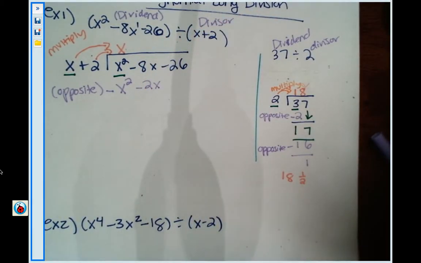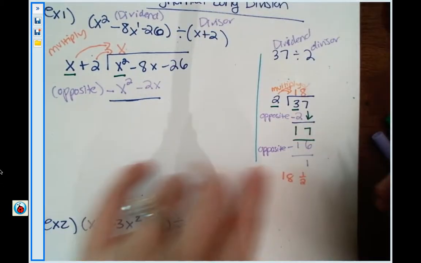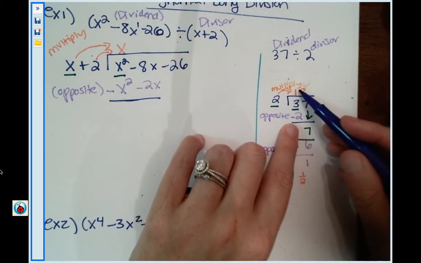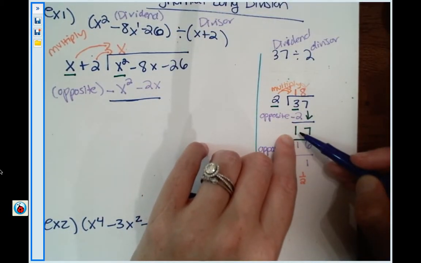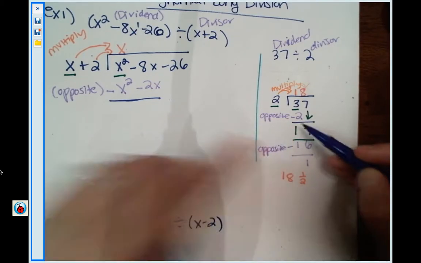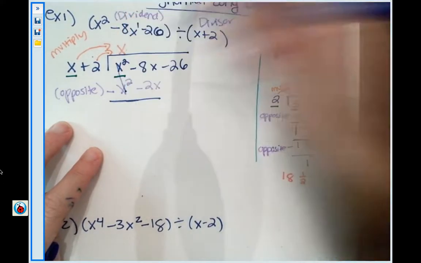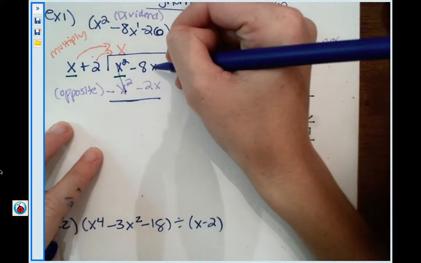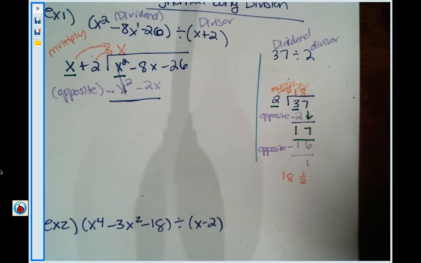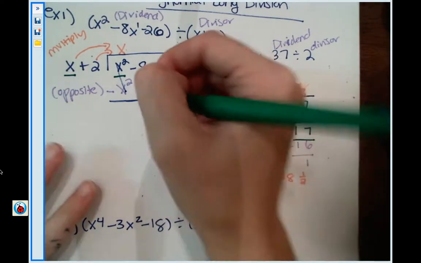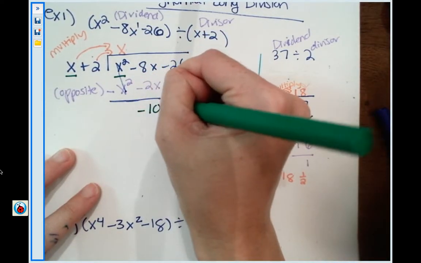Okay, now if you see down here, after we multiplied and then wrote the opposite down here, we added down. 3 minus 2 gave me a 1, so I'm going to add down as well. x squared minus x squared cancels out, turns to 0, and negative 8x minus 2x gives me a negative 10x.